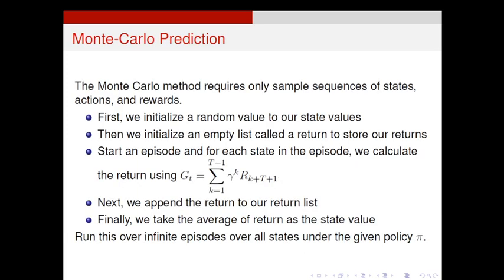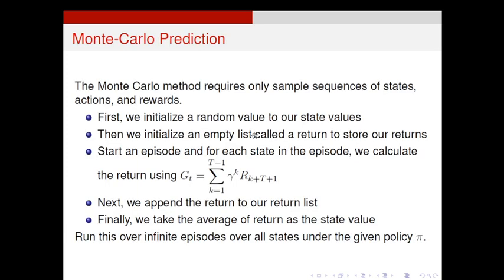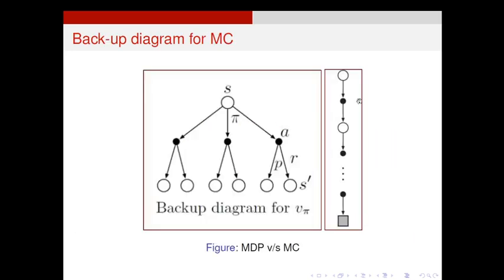Then how can we predict with Monte Carlo? It's very simple. First we initialize a random value to our state values. You just give random values to all these state values. Initially we put 0 to all state values. Then we initialize an empty list called return to store our returns corresponding to each state, S1, S2, etc. We just put a list here.